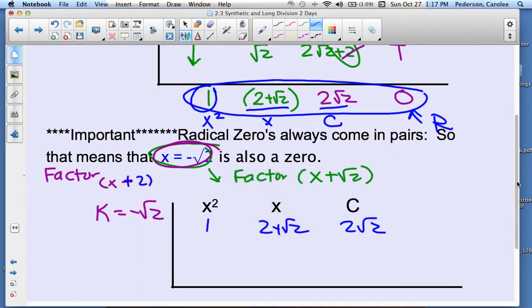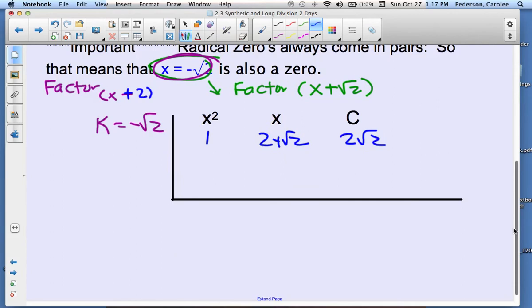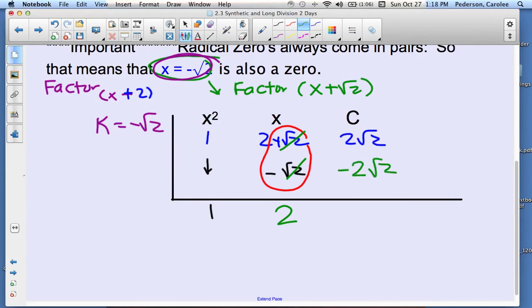All right, so let's do our synthetic division again and see that this remainder is 0. So we'll bring down the 1. 1 times negative square root of 2 is negative square root of 2. When we add these columns together, those two cancel, positive square root of 2 and negative square root of 2. So we're left with just 2. Then multiply. 2 times negative square root of 2 is negative 2 square roots of 2. When we add that column together, 2 square roots of 2 minus 2 square roots of 2 is 0. The remainder is 0 again.